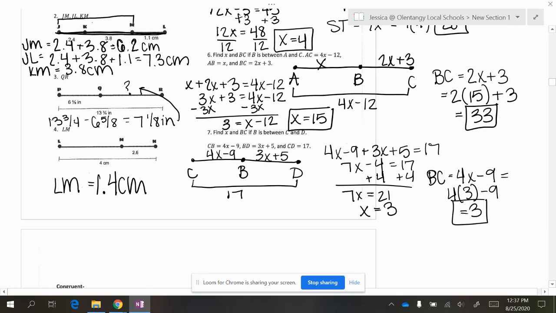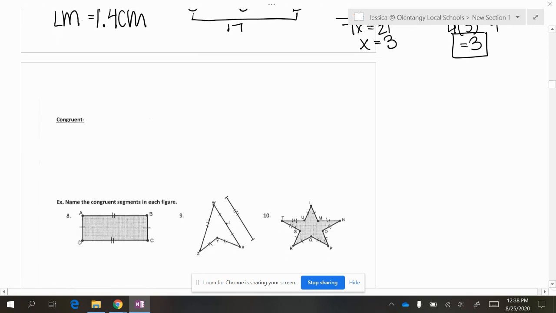Okay, so I got x to equal 3 and BC. Be careful here, they reference it as CB. It is the same thing. So CB is the same thing as BC. So BC is 3. All right, moving on.